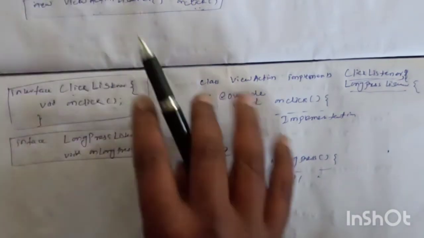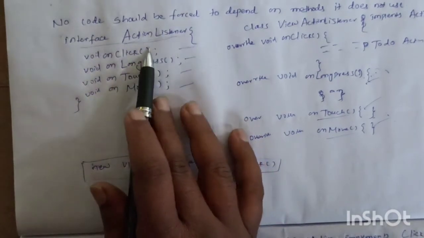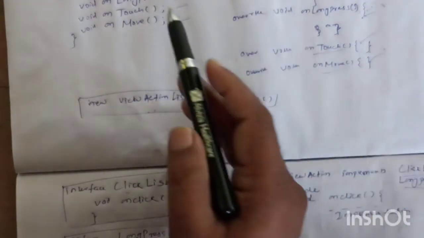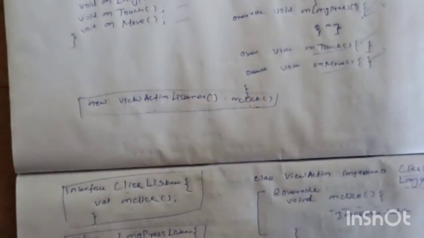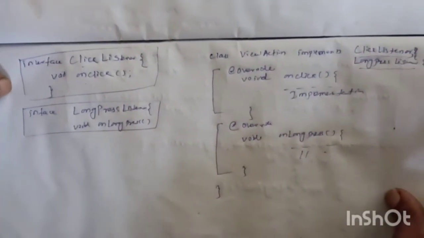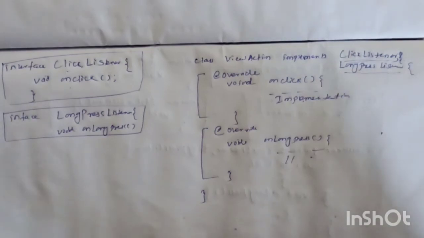In our case, for this action listener interface, instead we can create four different interfaces. One as we created for click listener, similarly long press listener, touch listener, and motion listener for move. In this way we have separated them. So this segregation of interfaces into smaller interfaces is ISP, where we are ensuring that there is no empty implementation or useless implementation. Thank you.